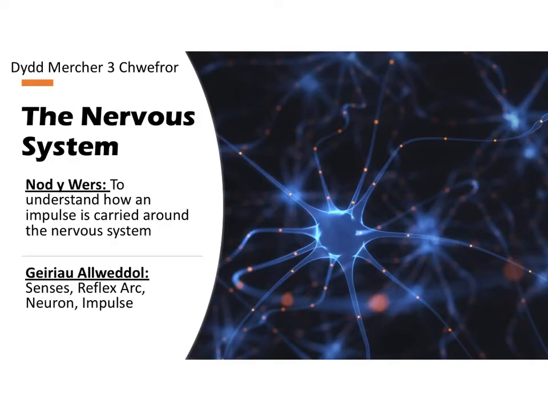And then today, as I mentioned, we're looking at the nervous system. The date today is dydd Mercher 3 Chwefror. Your learning objective for today is to understand how an impulse is carried around the nervous system. And your keywords for today are senses, reflex arc, neuron, and impulse.